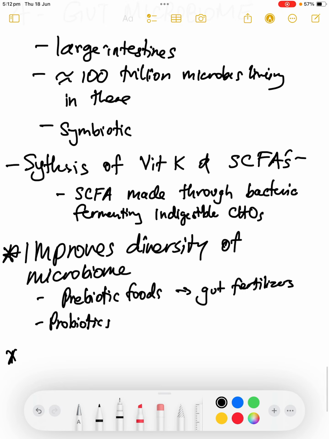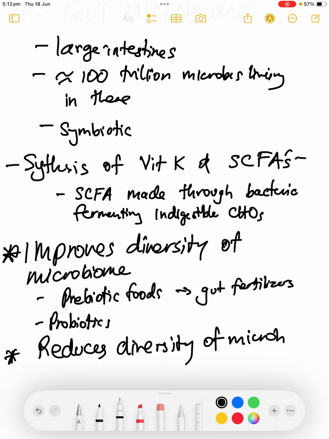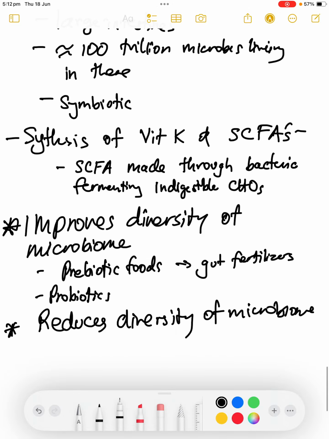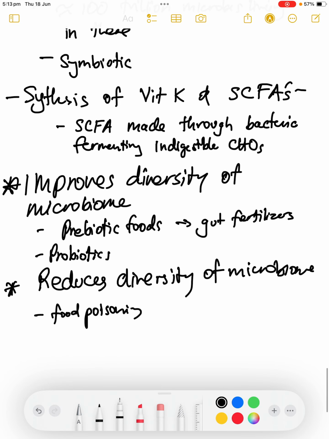That's what improves it. What doesn't improve it or reduces diversity of the microbiome? Well, food poisoning's one. Why? It reduces the beneficial bacteria and it lets harmful bacteria grow, and it does unbalance the microbiome. Food poisoning's one. Antibiotics is another.